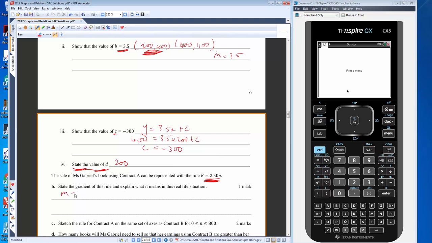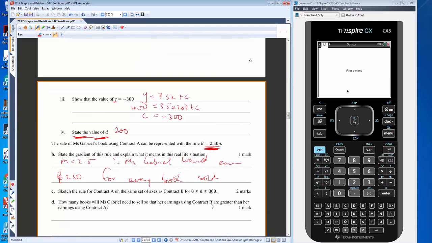So M equals 2.5, and therefore Ms. Gabriel would earn $2.50 for every book sold. Okay, so now what you have to do is sketch the rule for contract B between 0 and 800.